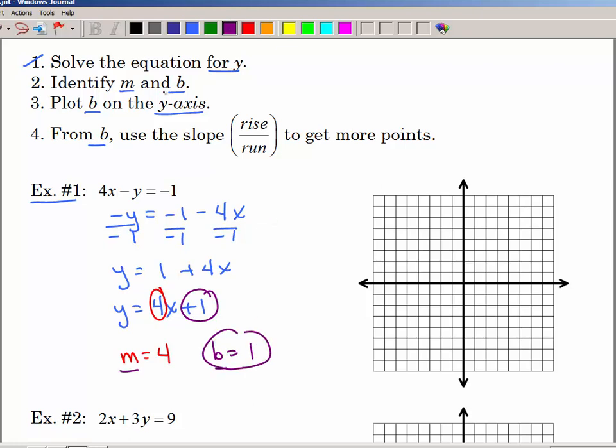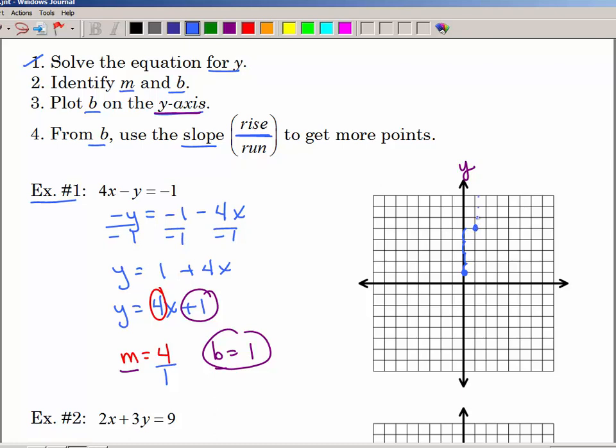So b is always going to go on the y-axis. So this is the y-axis. So we're going to go up 1 unit and put a dot. Then we want to use our slope, but we need to make it into a fraction, rise over run. So if it's a whole number, put it over 1. So from this dot of b, we're going to go up 1, 2, 3, 4, and over 1.